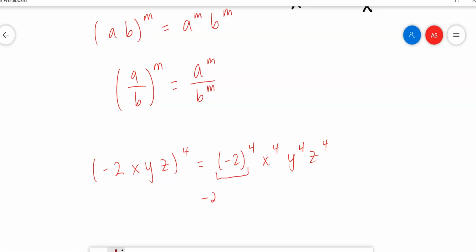This is -2 times -2 times -2 times -2. So I know -2 times -2 is a 4. 4 times -2 is -8. And then -8 times that 4th -2 is a positive 16. Alright, so the answer to this is 16 x to the 4th, y to the 4th, and z to the 4th. Alright, that's what we do there.